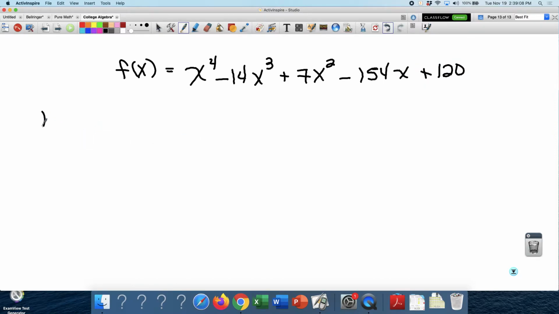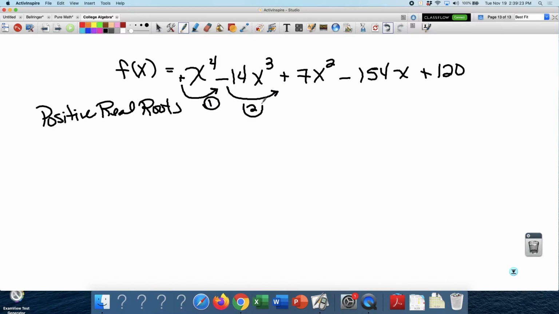Okay, so first we're going to look at the number of positive real roots. So I look at the sign change. That's considered positive and it goes to negative. So 1. Negative to positive, 2. Positive to negative, 3. Negative to positive, 4. So it has 4 positive real roots because it had 4 sign changes from term to term to term to term.